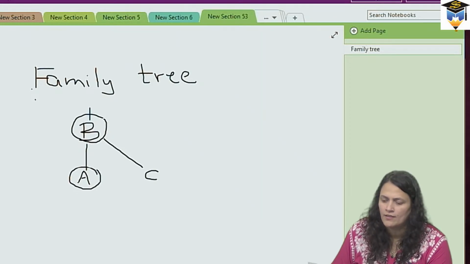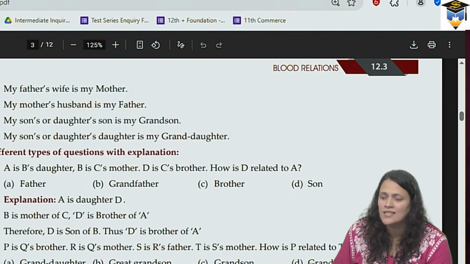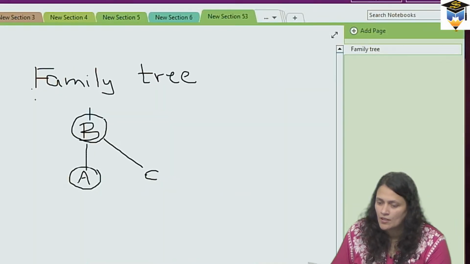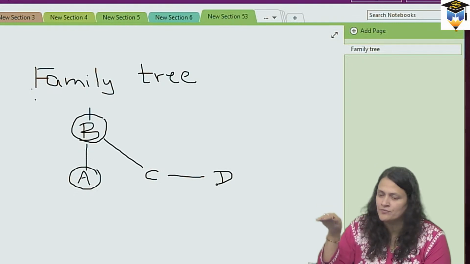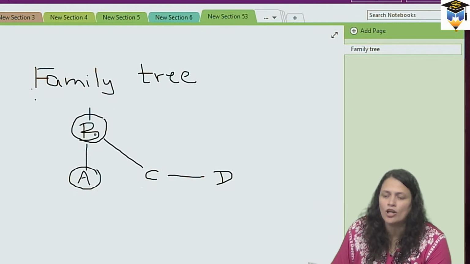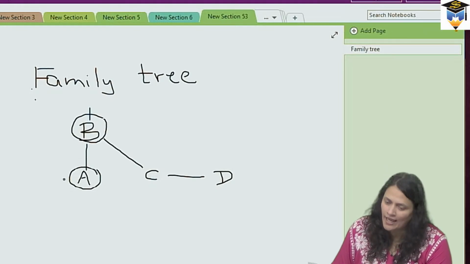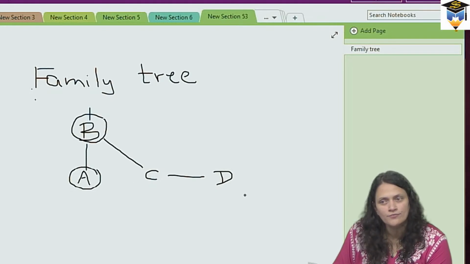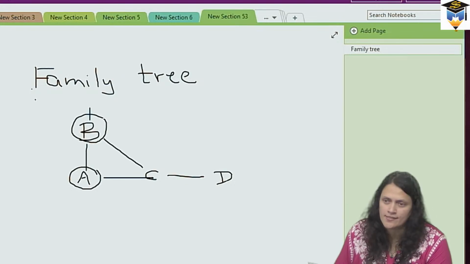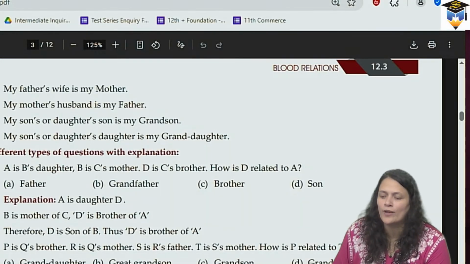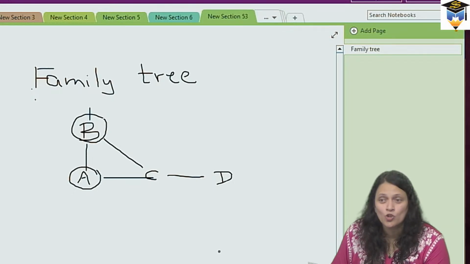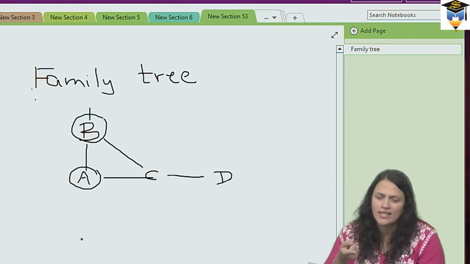Next, D is C's brother. I have told you brothers are marked on the same level. Now, since A is the daughter of B, A is related to C and D also, so they are going to be siblings. Now our question is, how is D related to A? So D is the brother of A. Easy from this diagram.